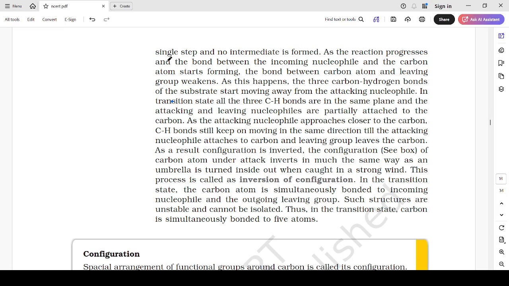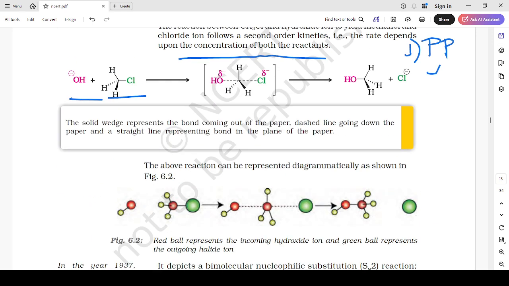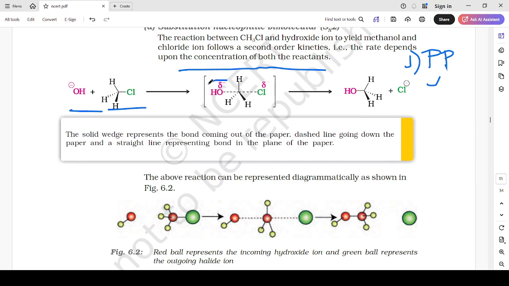As the reaction progresses and the bond between the incoming nucleophile and the carbon atom starts forming, the bond between the carbon atom and the leaving group weakens. We already learnt it, isn't it? This bond is getting strong. This bond is becoming weak.